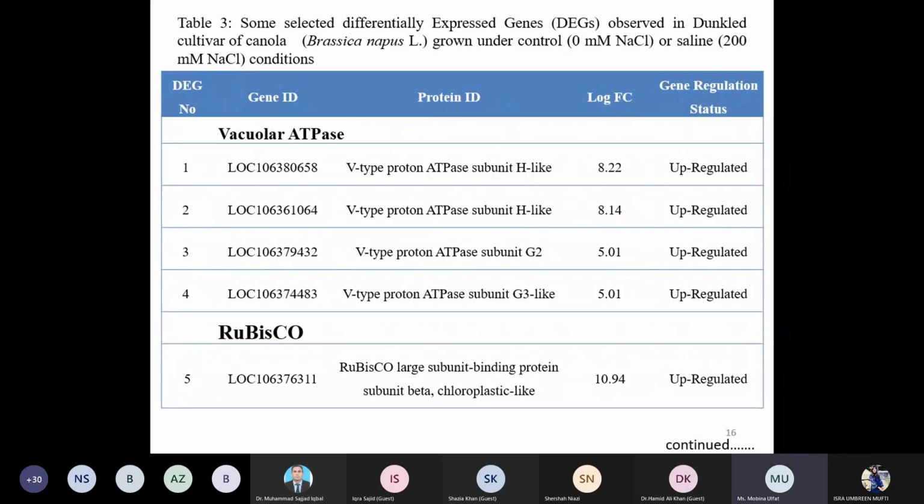It is a lengthy list. We have selected some differentially expressed genes. I will not go into the details because it will consume a lot of time. I will just read out the main classes, and I request you to scroll down all the slides along with it. Some included vacuolar ATPases, Rubisco units.